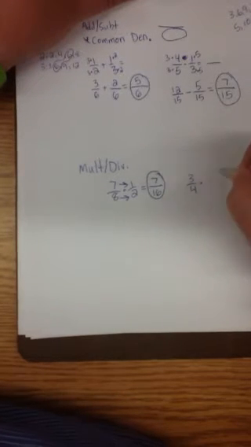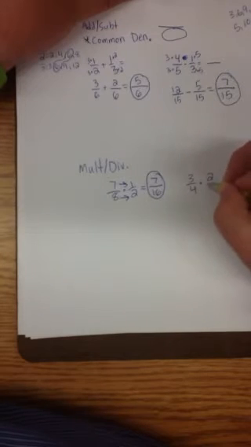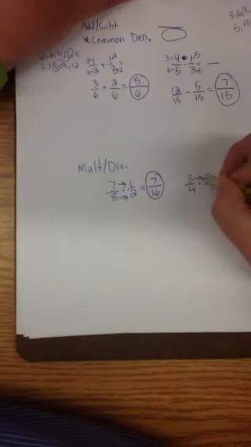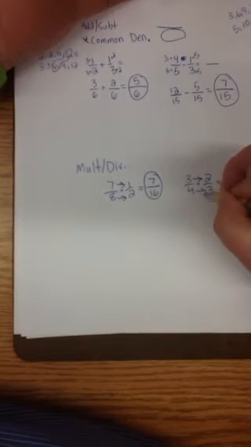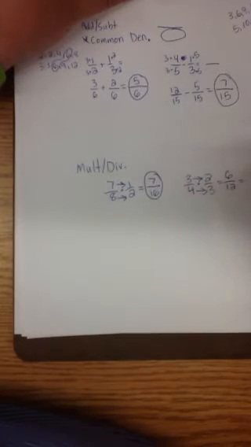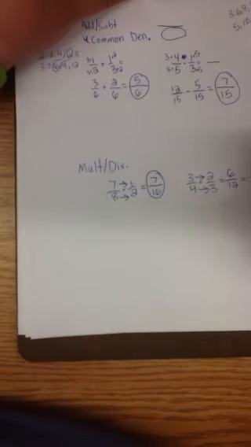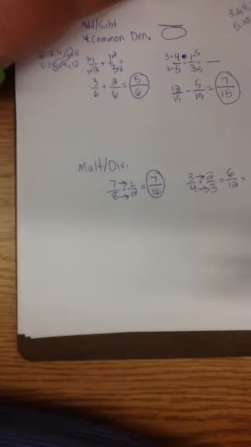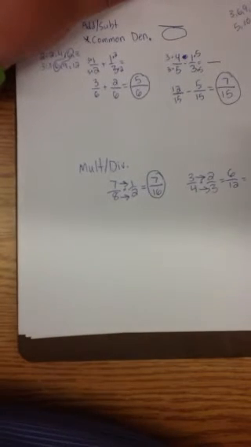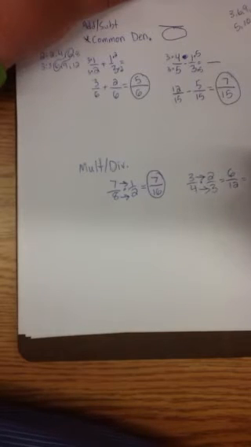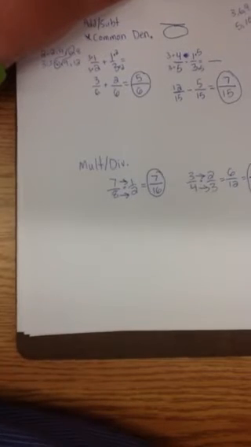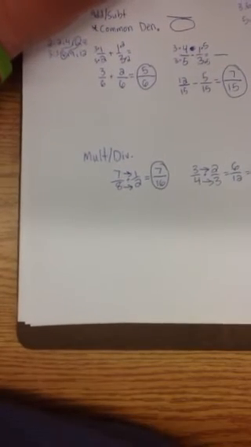3/4 times 2/3. Multiply straight across. 6/12. Now we do have to reduce that because 6 and 12 can be reduced. A common thing that students do is always reduce by 2 when the numbers are even. You can actually reduce this by 6. 6 will go into 6 one time, and 6 will go into 12 two times. Now let's move on to dividing.